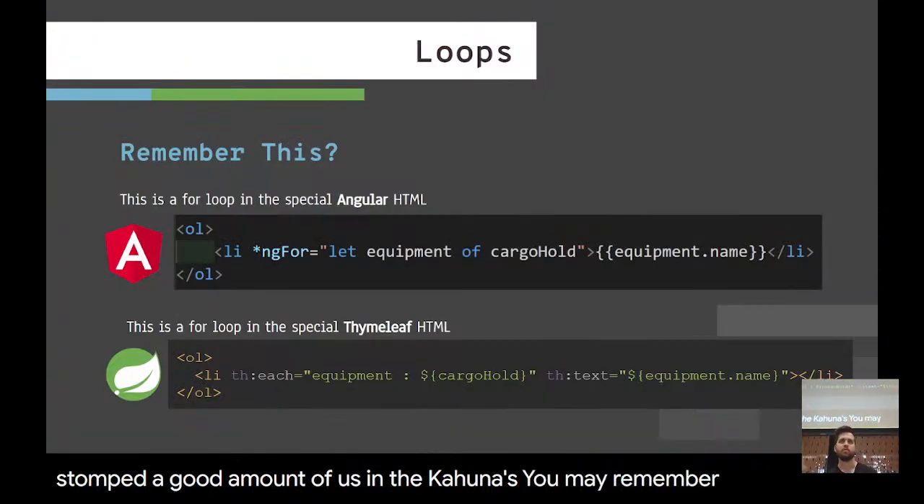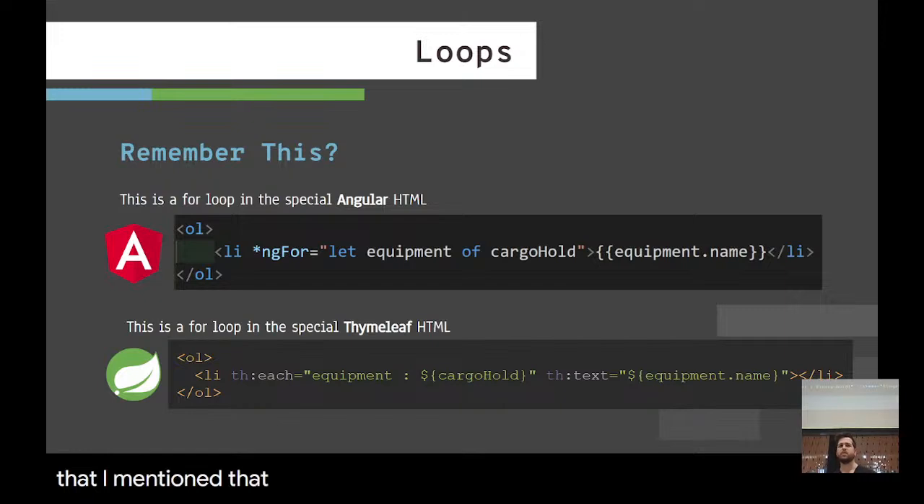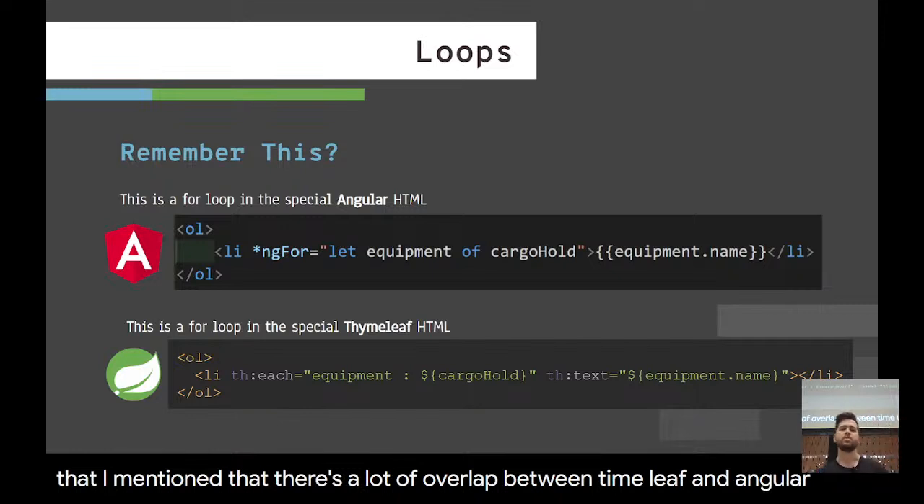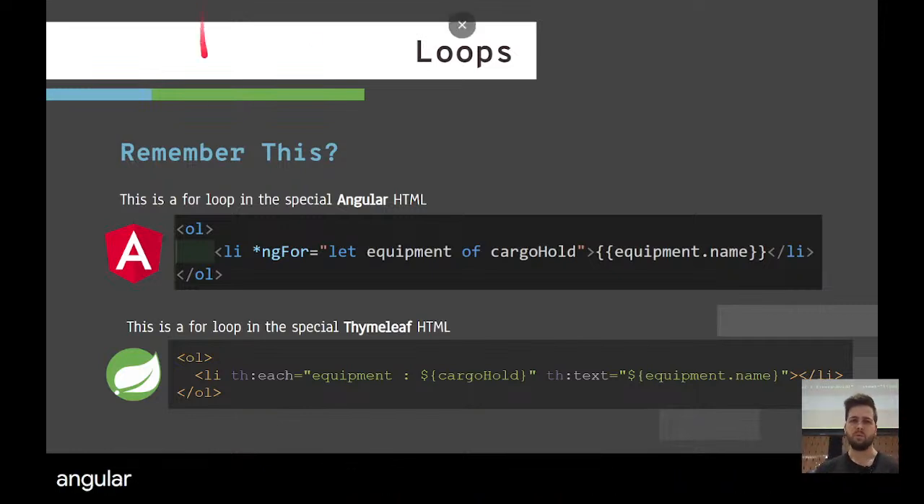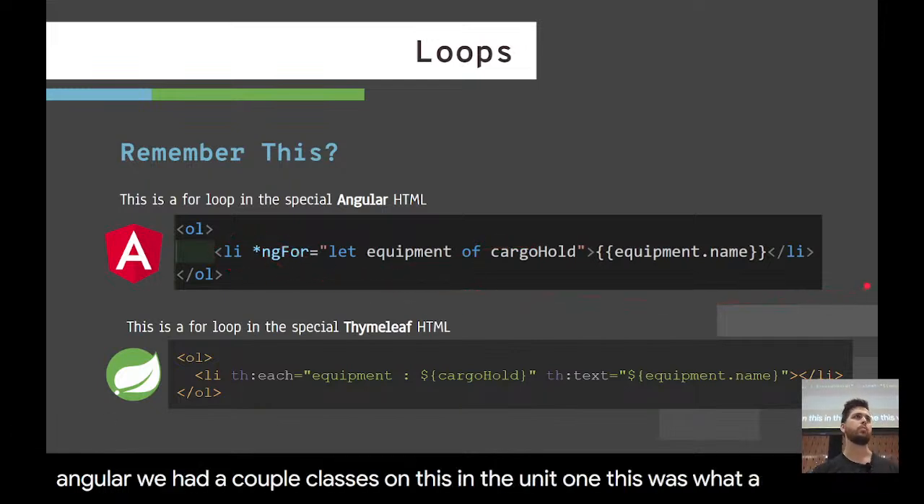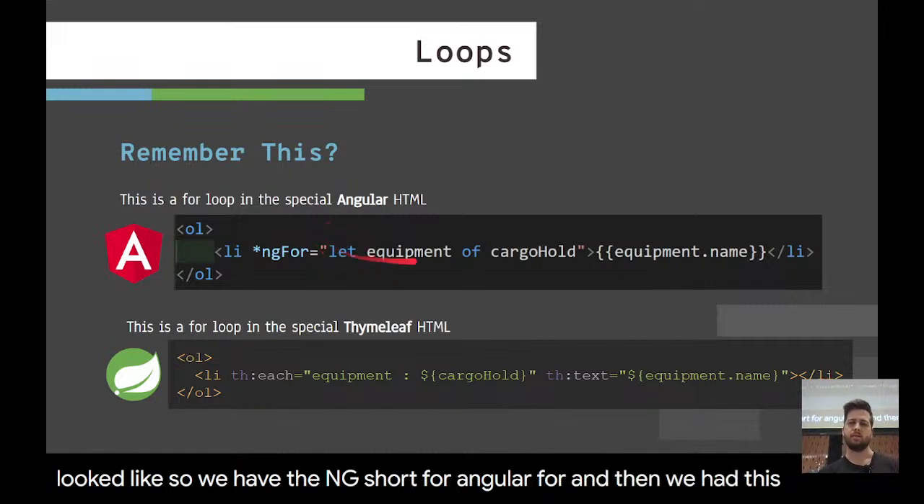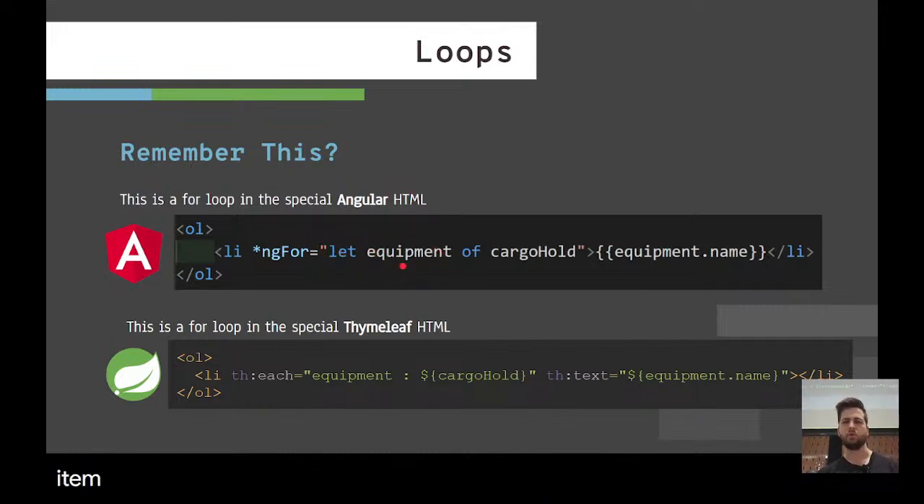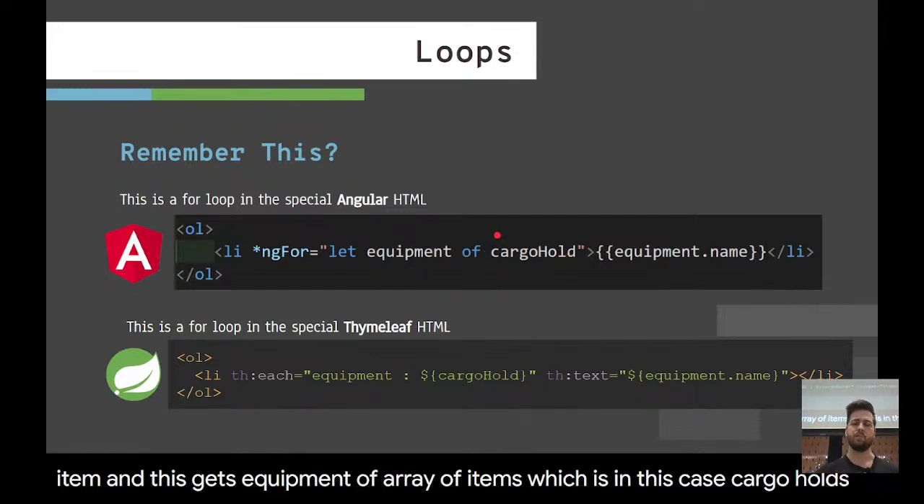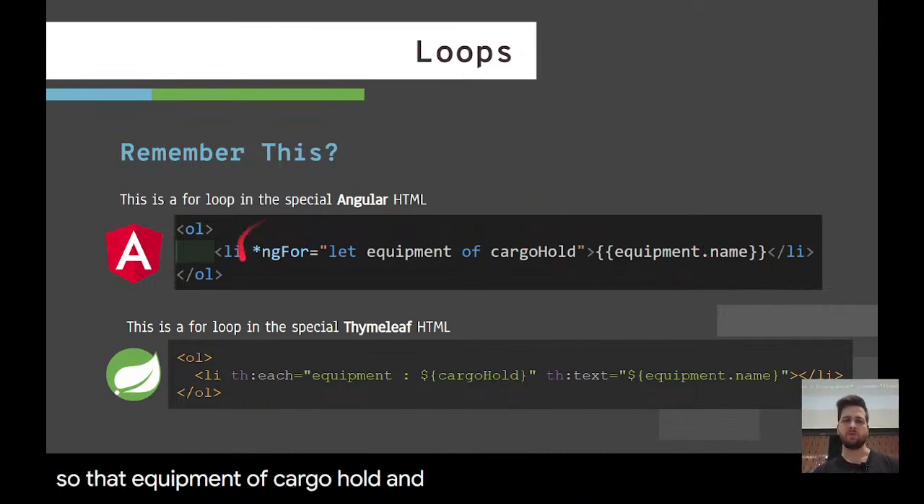So you may remember from Monday that I mentioned that there's a lot of overlap between Thymeleaf and Angular. In Angular, we had a couple classes on this in Unit 1. This was what a for loop looked like. We had the ng, short for Angular, for, and then this let item, in this case equipment, of array of items, which is in this case cargo hold. So let equipment of cargo hold, and that was sort of our for-of loop.